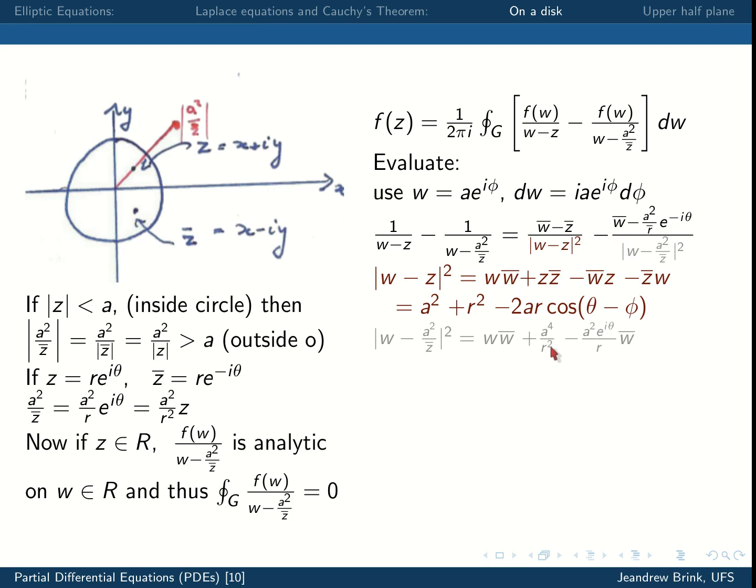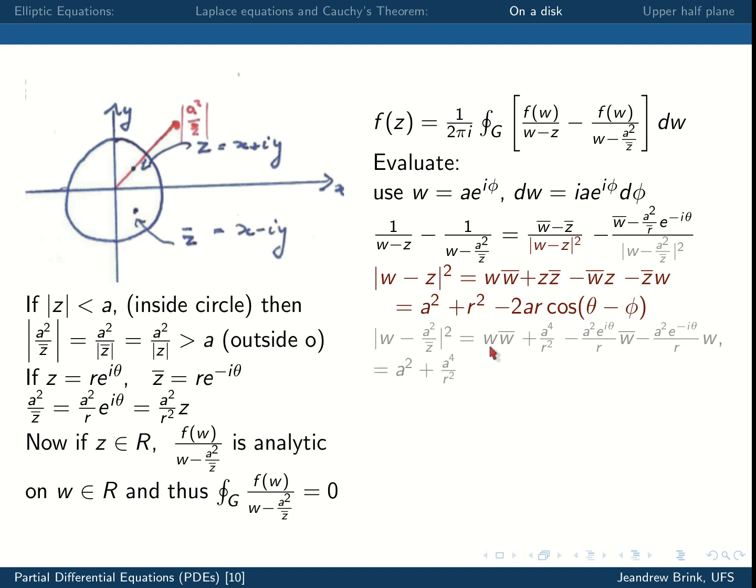minus a squared over z bar, which is r e to the i theta, times w bar, minus a squared over z, times w, the complex conjugate of this thing, which is e to the minus i theta times r.